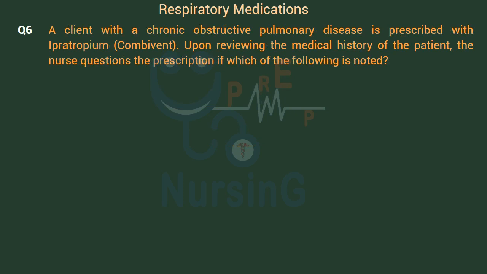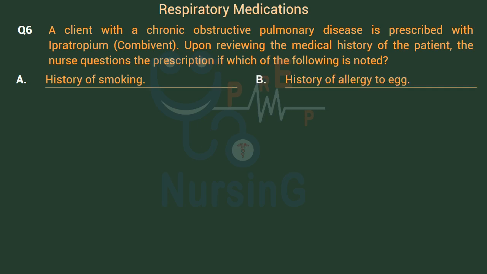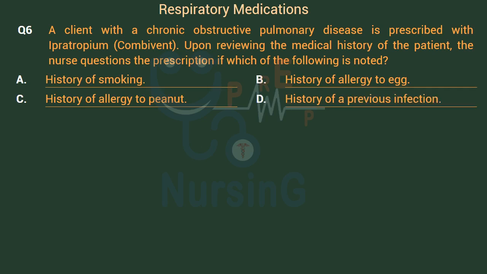A client with chronic obstructive pulmonary disease is prescribed ipratropium, Combivent. Upon reviewing the medical history of the patient, the nurse questions the prescription if which of the following is noted? Option A. History of smoking. Option B. History of allergy to egg. Option C. History of allergy to peanut. Option D. History of a previous infection. Right answer is Option C.